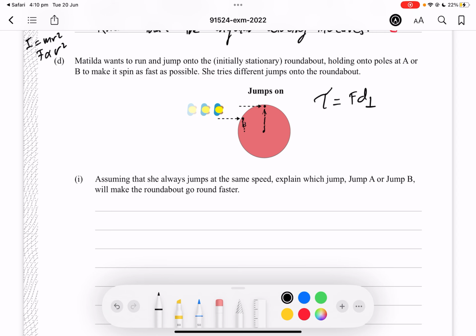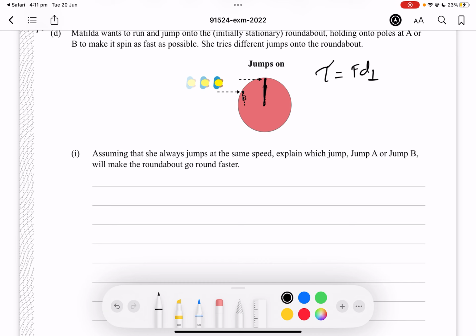In this case, the distance is perpendicular to the center of rotation. As I said, the perpendicular distance to A is greater than that of B. So when Matilda jumps, that same force exerts a greater torque at point A. Therefore, we can expect the roundabout to speed up to a greater speed. We should link that to a greater angular acceleration, which links to a higher final angular velocity.